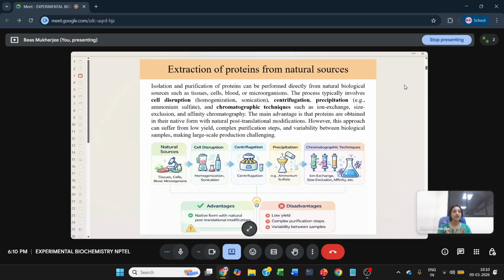Okay. Now, disadvantages are low yield, complex purification steps, and variability between samples. Advantage is that native form with natural post-translational modifications can be obtained. So what is the procedure?